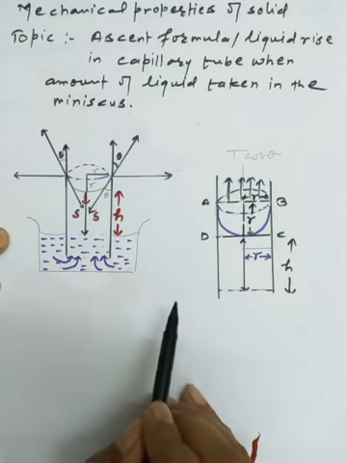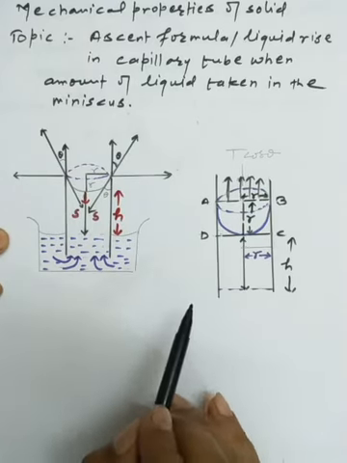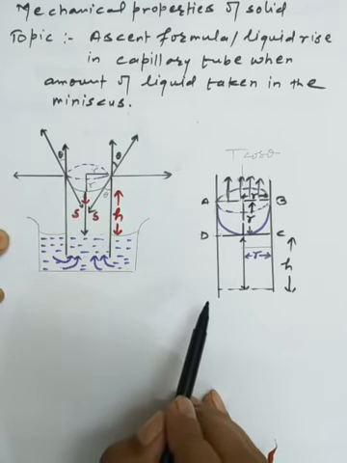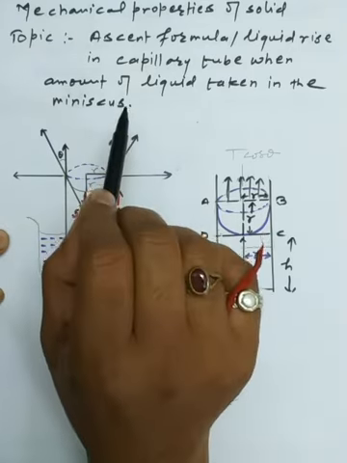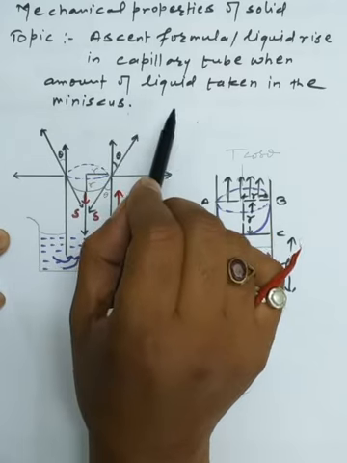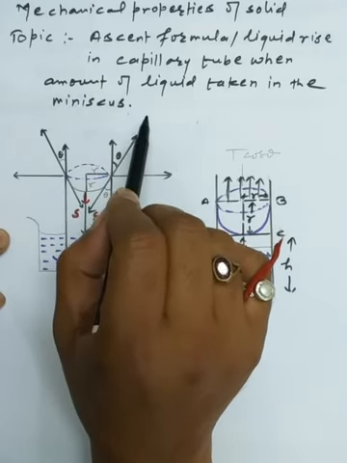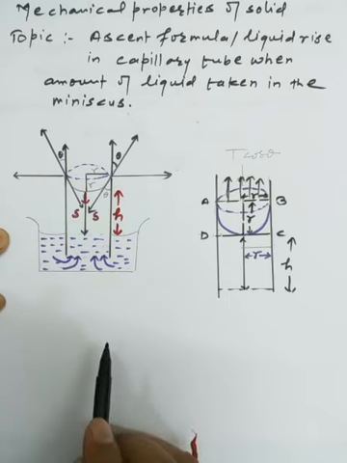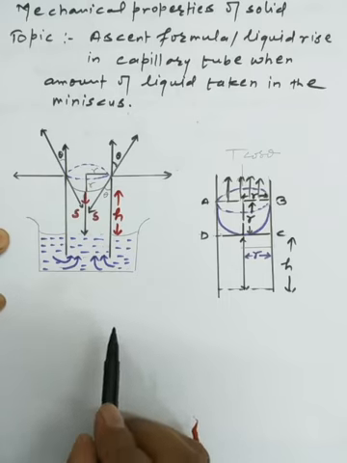Now, dear students, the ascent formula that is called the liquid rise in the capillary tube, when we are just taking the volume of a liquid or the amount of the liquid taken inside the meniscus. Okay, so this is the consideration. We have different types of methods to discuss the ascent formula.